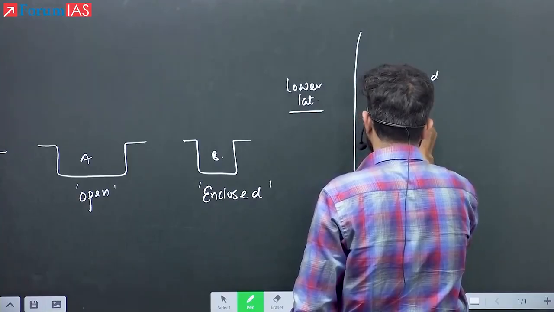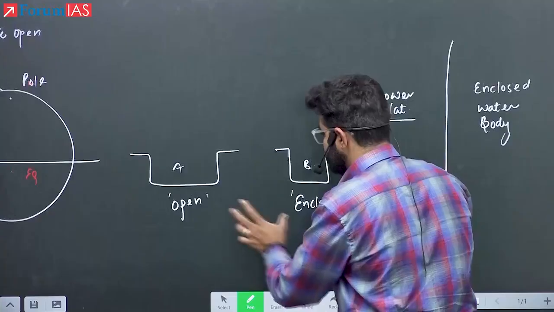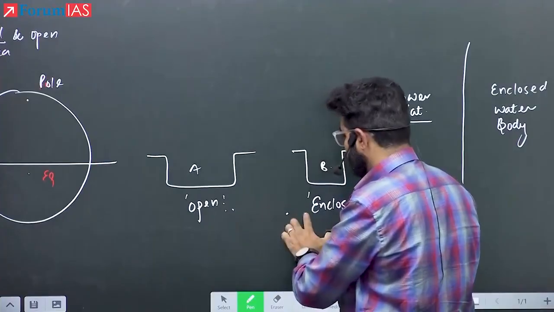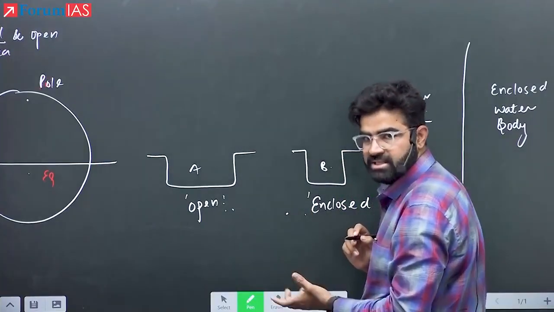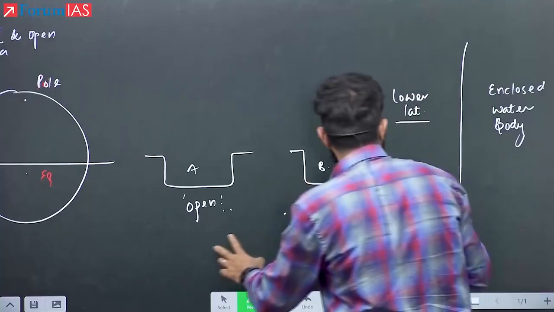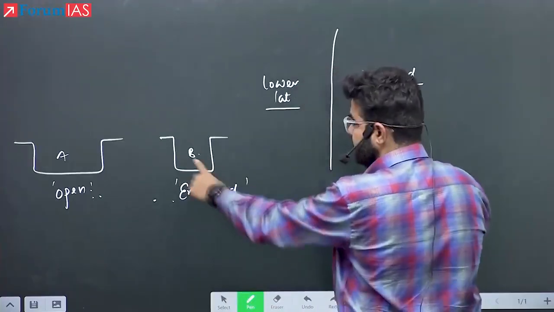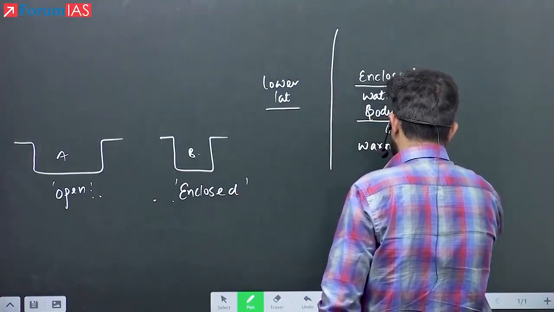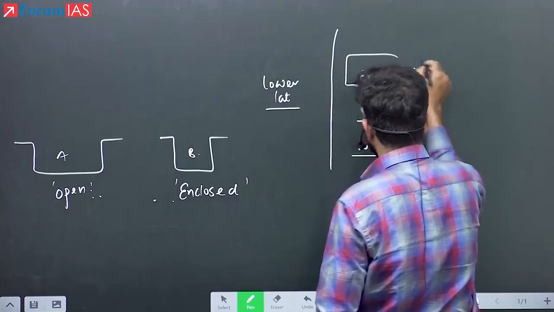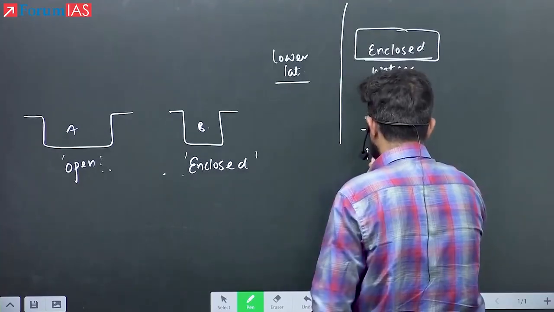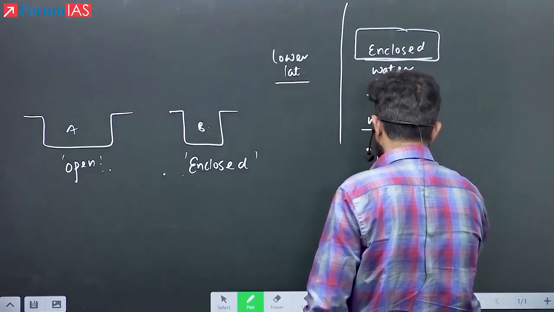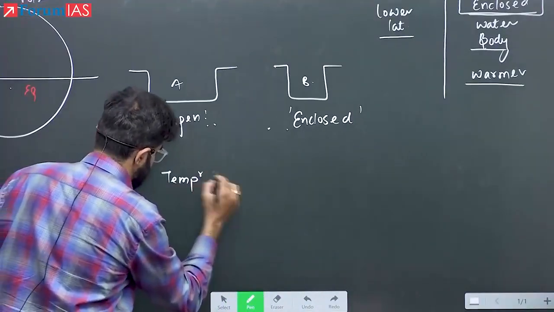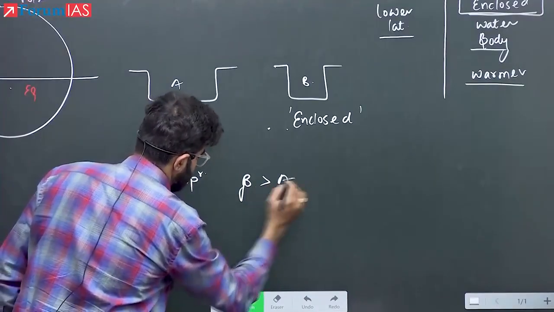Tell me. If I put these two bowls here on the equator, which will become warmer, B or A? Obviously B, because it has less volume of water. B is nothing but our enclosed one, right? So B will become warmer because it is more or less enclosed. In our example, it is figure B. Here you can write down: the temperature in B will be more than A.